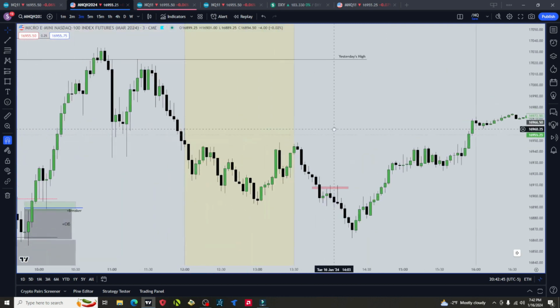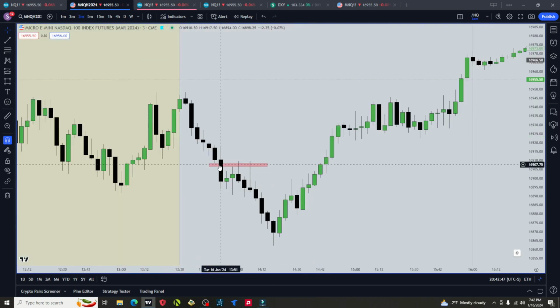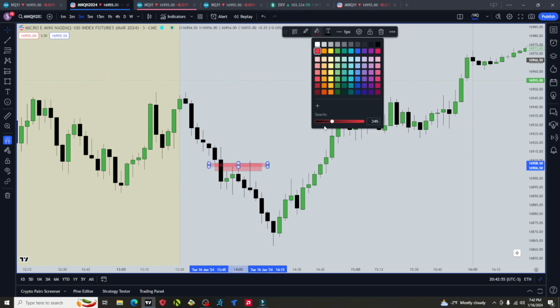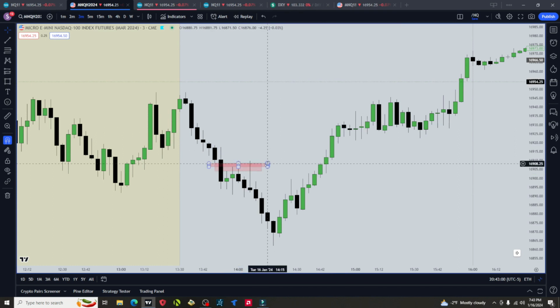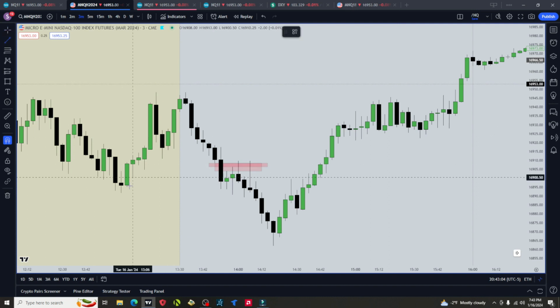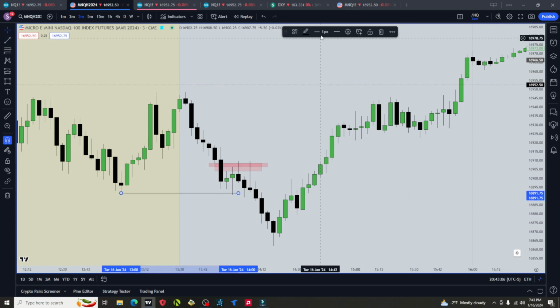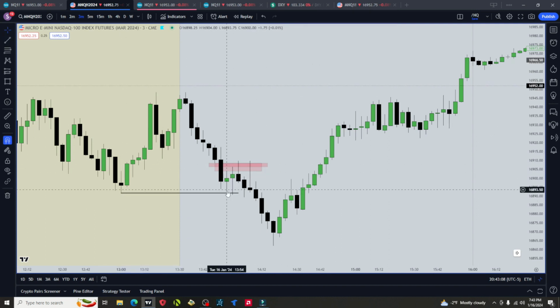Down to a 3-minute chart, we can see our fair value gap has gotten bigger. I'm going to outline it on every single time frame, but I'm going to need to lighten these. So we have our 5-minute, we have our 3-minute. We have relative equal lows. Good enough. All right. So we could sell in this fair value gap right here.